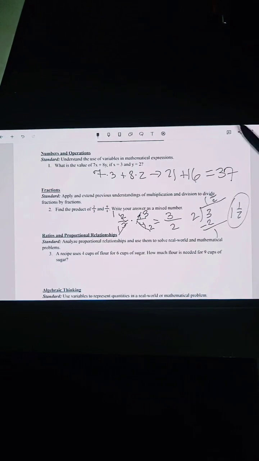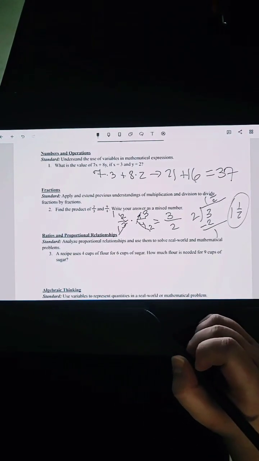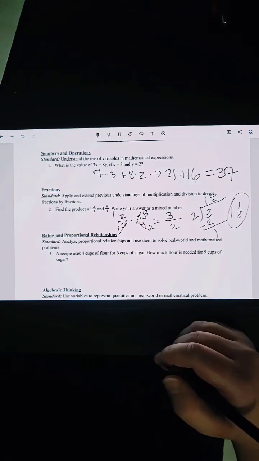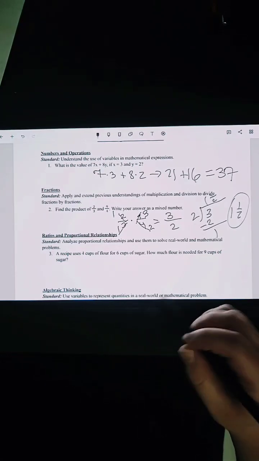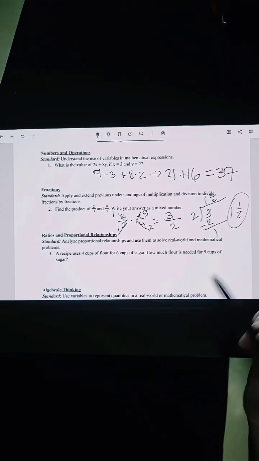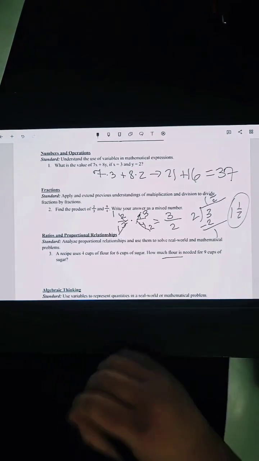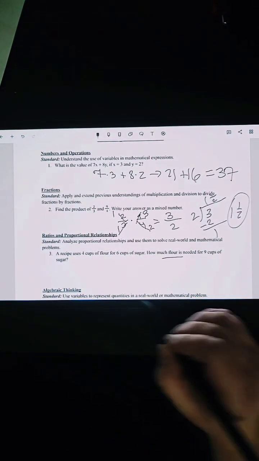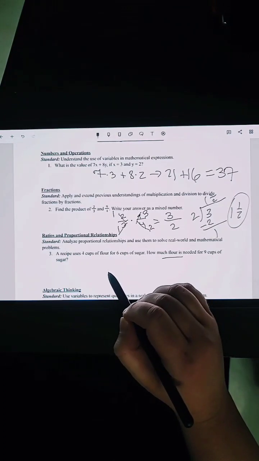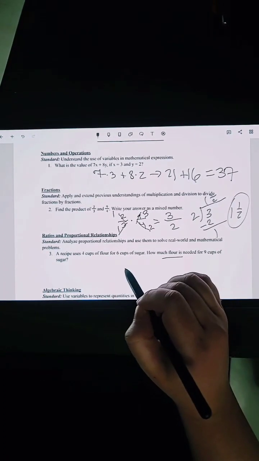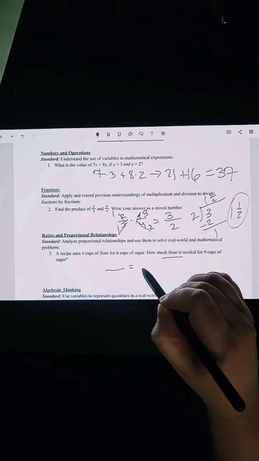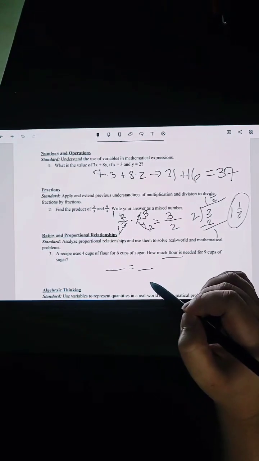Okay, so now let's go to the ratio and proportions problem. So it says a recipe uses 4 cups of flour for 6 cups of sugar. How much flour, so we're looking for flour, is needed for 9 cups of sugar? So let's set up a proportion. The easiest way to go about this, when it's a direct proportion, is to just make sure the units match on top and bottom for each relationship on each side. So each side is a relationship.